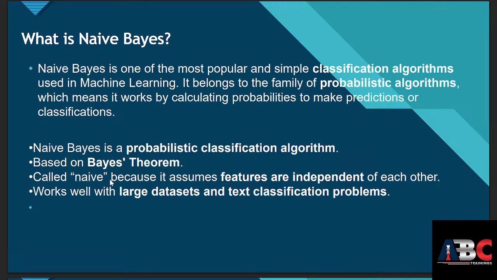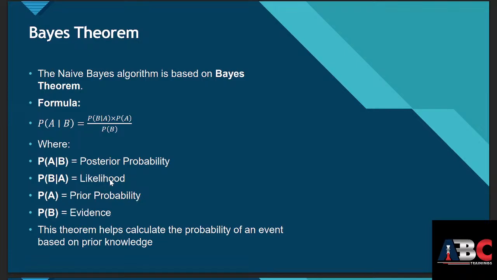How does Naive Bayes work? The Naive Bayes algorithm follows a few simple steps to perform classification. First, the algorithm analyzes the training data and calculates probabilities. Okay. Bayes theorem.